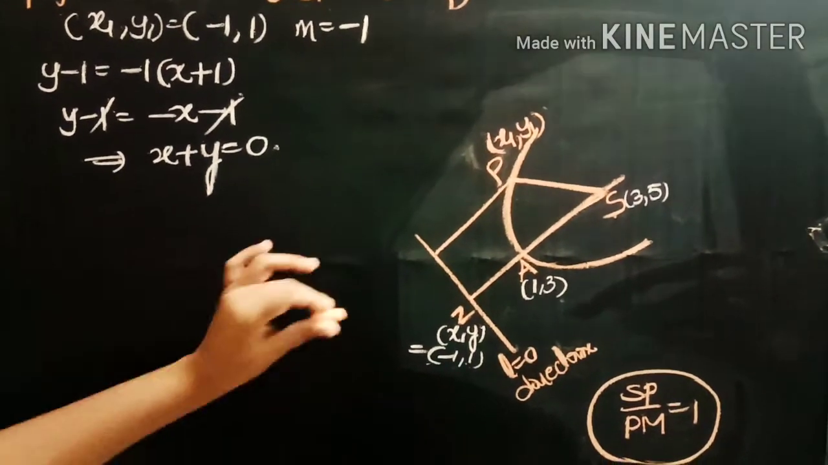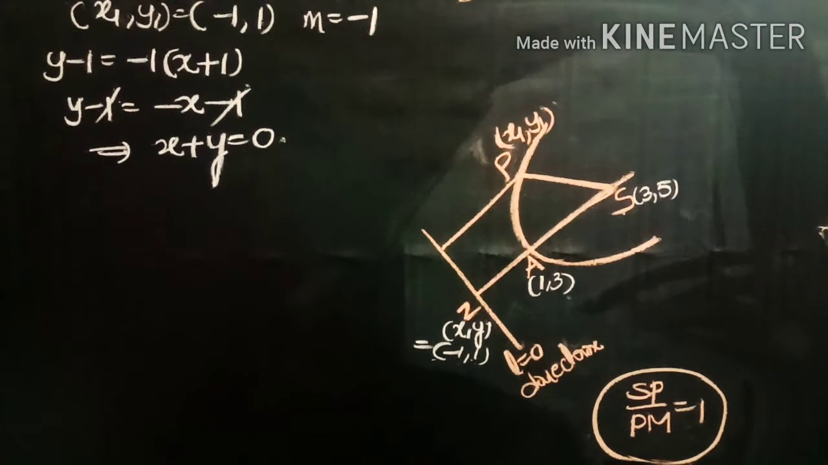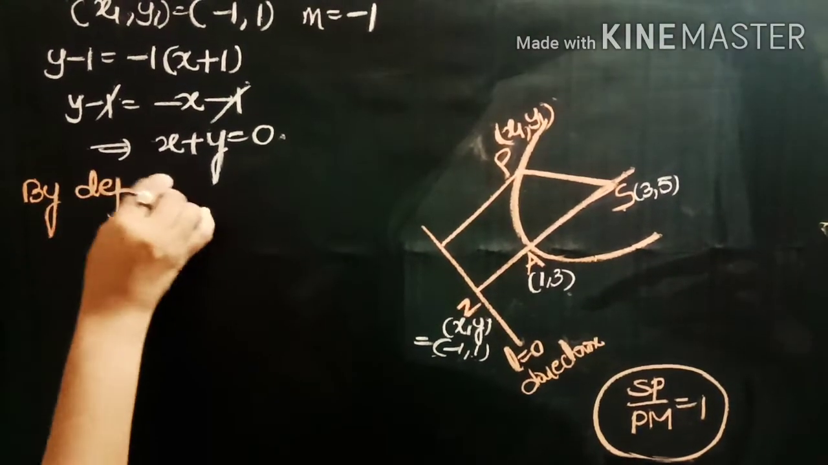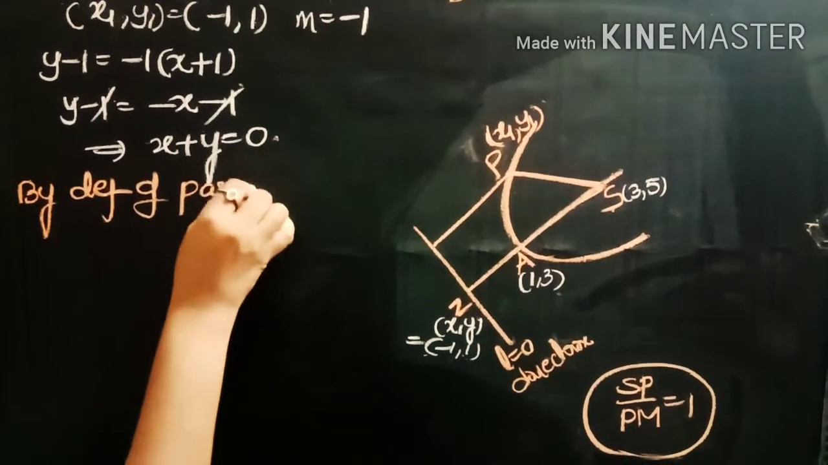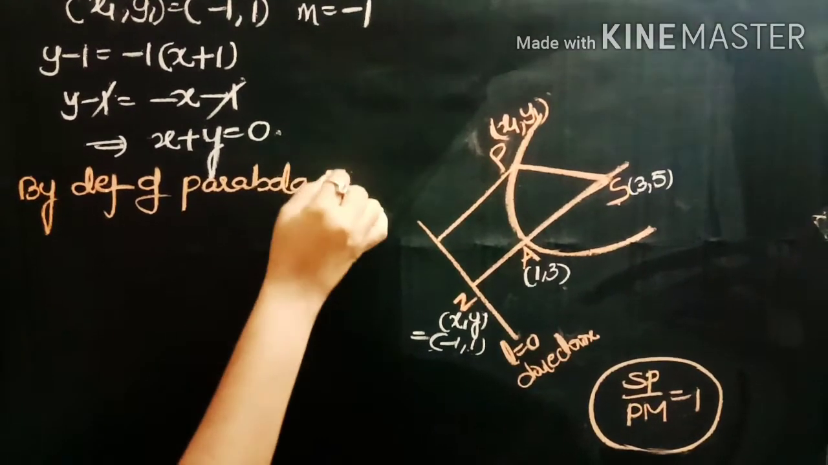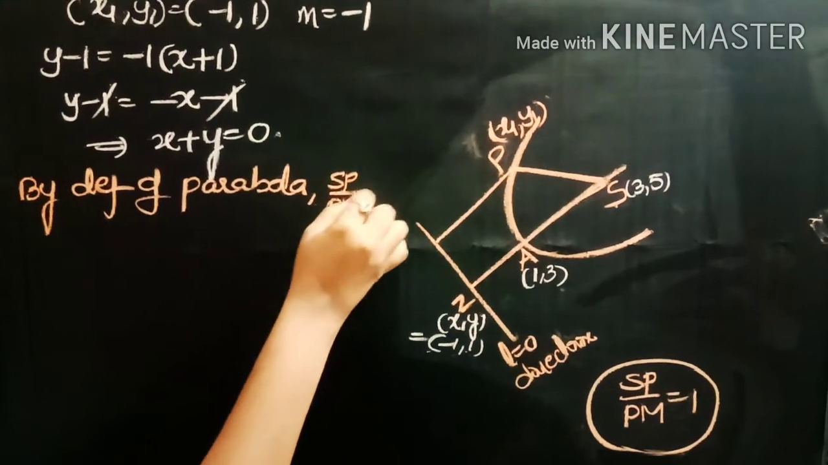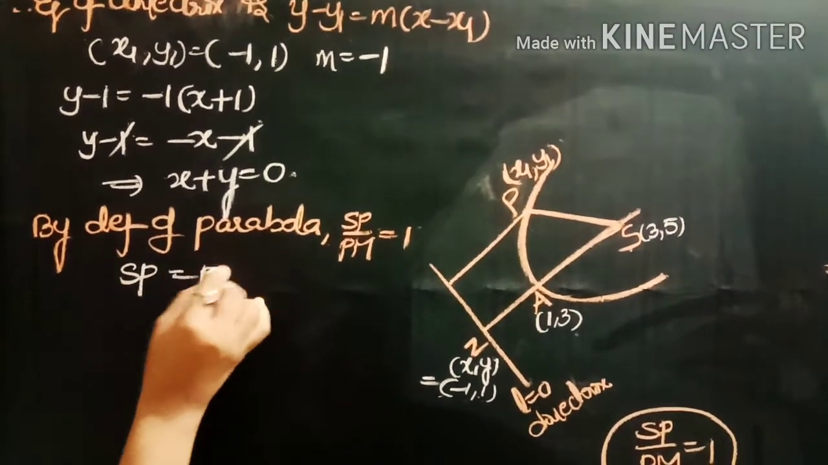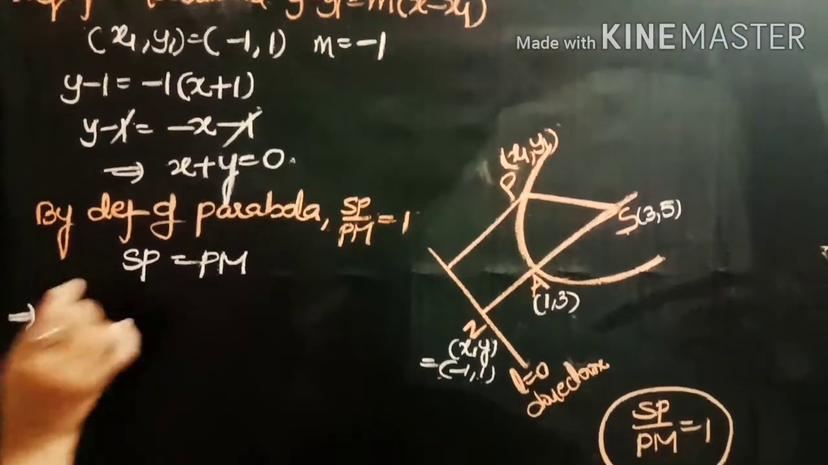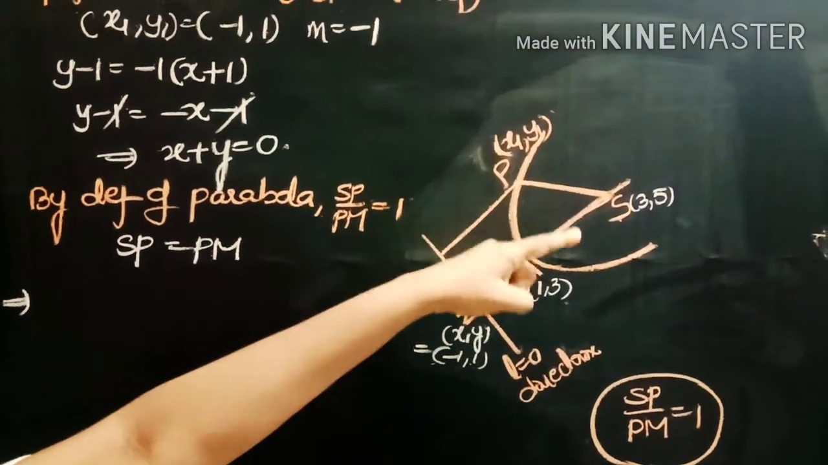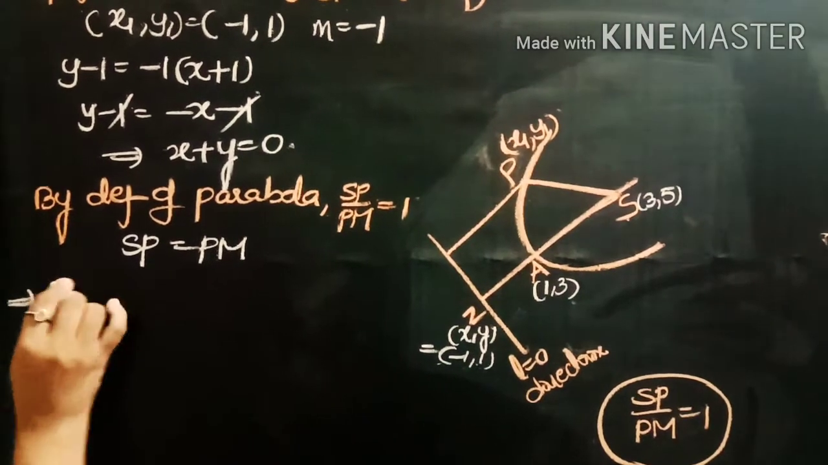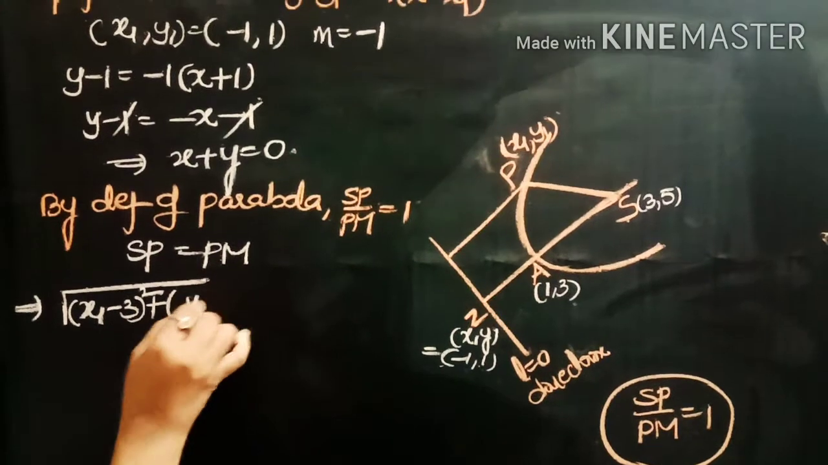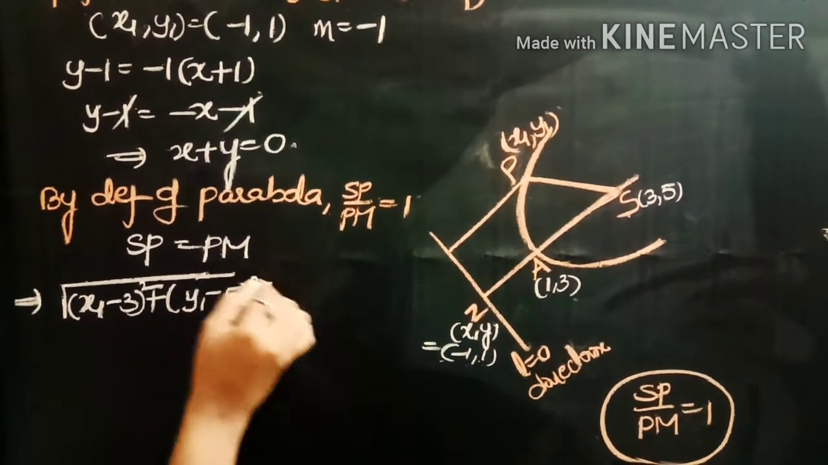Now, to find the equation of the parabola, we apply the definition of the parabola here. By the definition of the parabola, we have the condition SP by PM is equal to 1. So SP by PM equal to 1 means the value of SP is equal to PM. Now, finding the values here, what is SP? SP is nothing but the distance between the points S and P, that is square root of (x1 minus 3) whole square plus (y1 minus 5) whole square, and this is equal to PM.